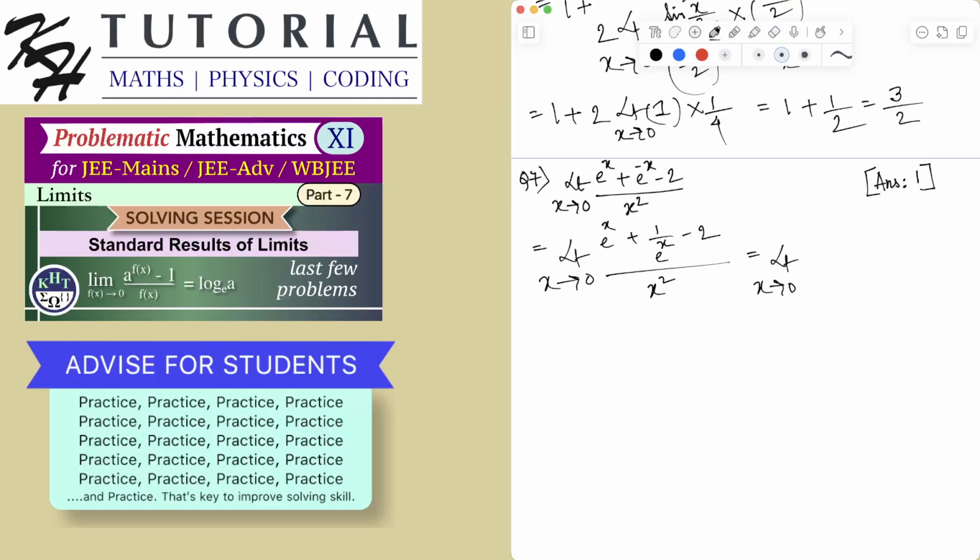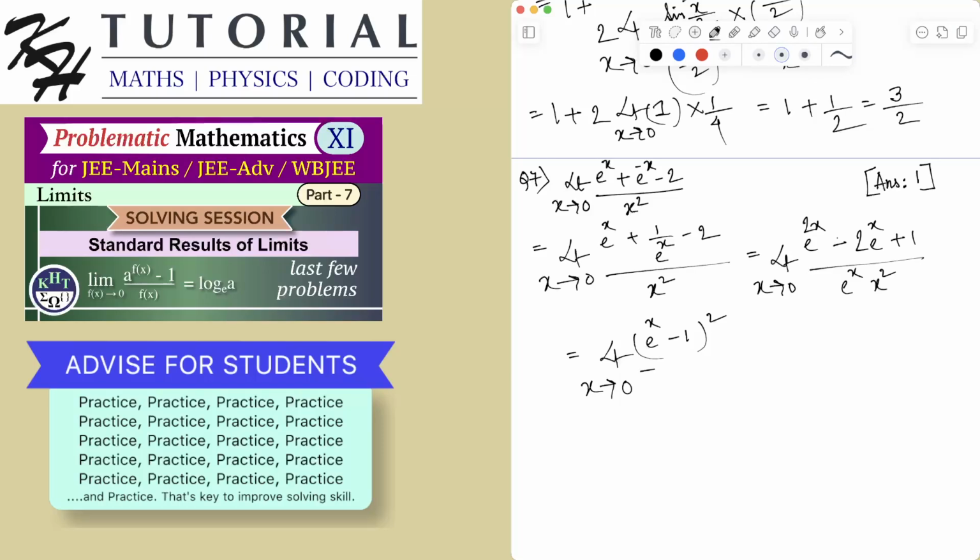I have now, if I simplify the numerator, it will be e to the power twice x minus 2 e to the power x plus 1 divided by e to the power x, and I have x square. This is equal to limit x tends to 0, and I have e to the power 2x minus 2 into e to the power x plus 1, which is nothing but e to the power x minus 1 whole square, and the e to the power x in the denominator will become 1 when x tends to 0.